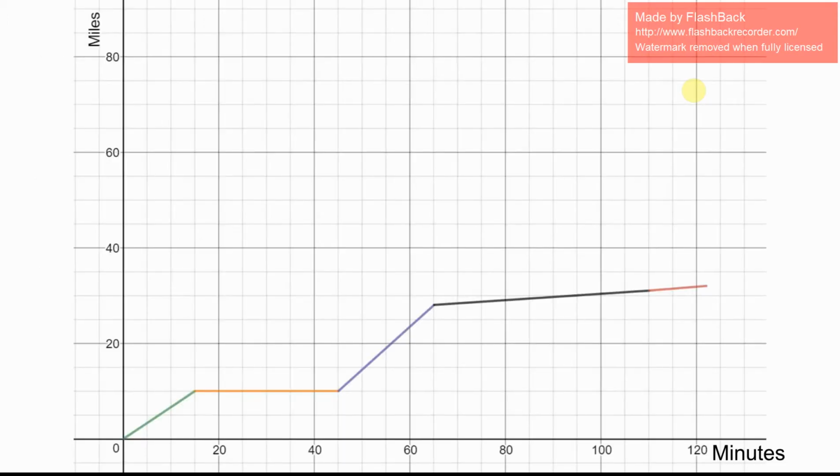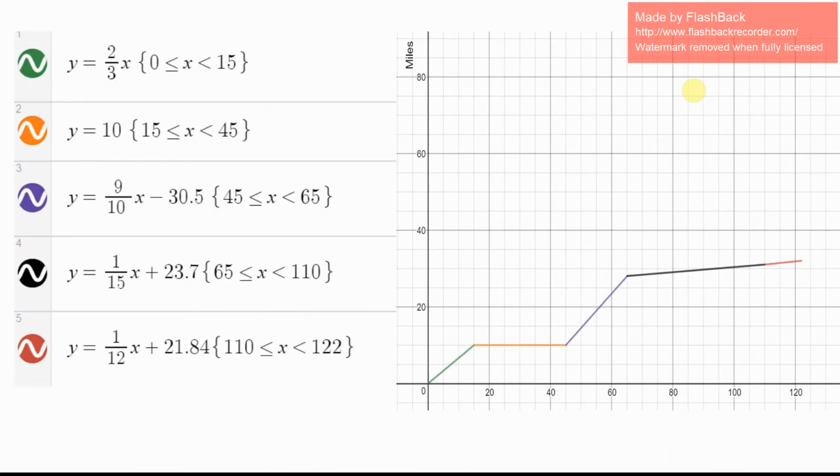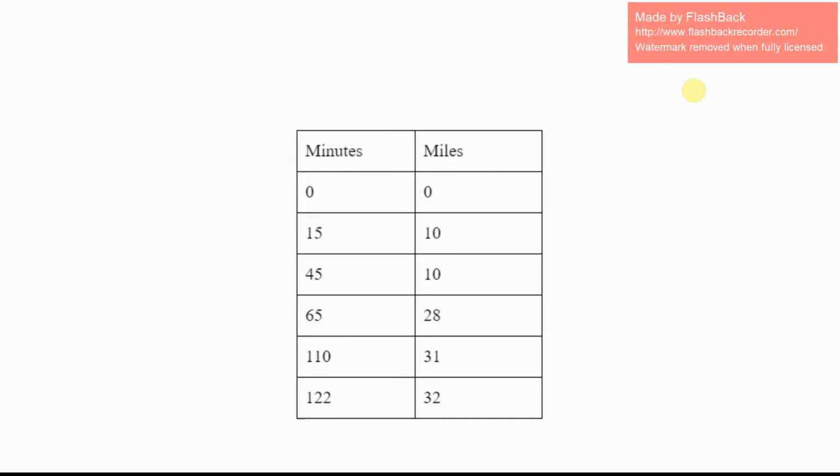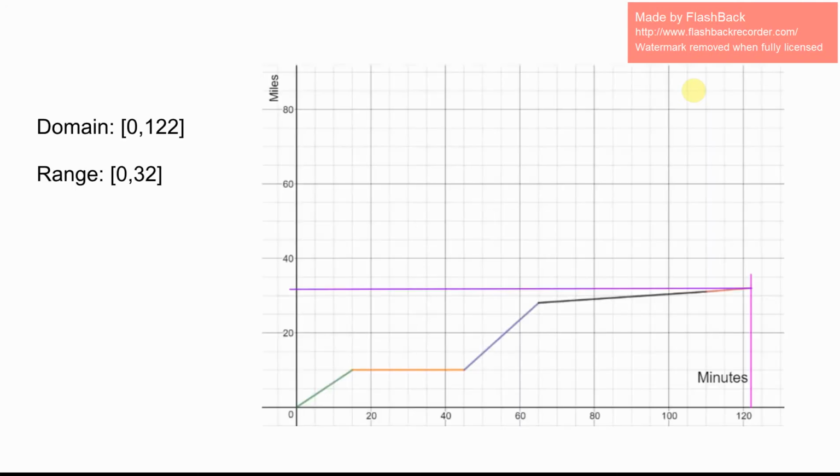This is the graph that represents my piecewise function and the story. Then next, I have the equations that go along with the graph. Each equation represents each line in the graph. Then I created a table to represent each of the points. So we have (0, 0), (15, 10), and so on and so forth.